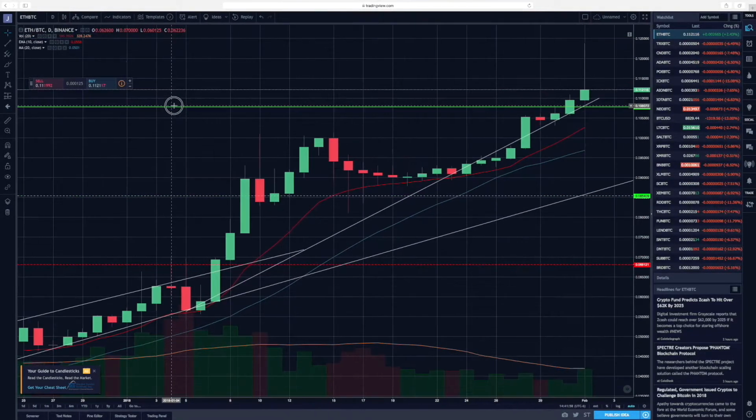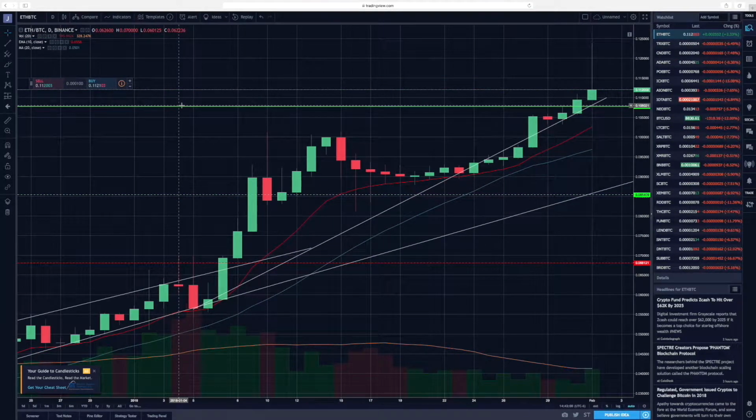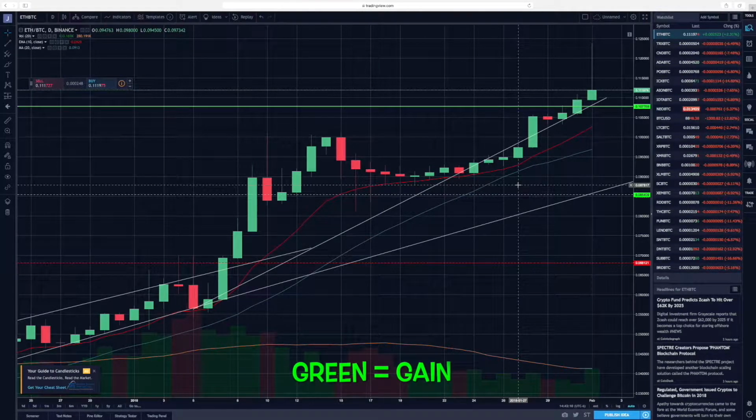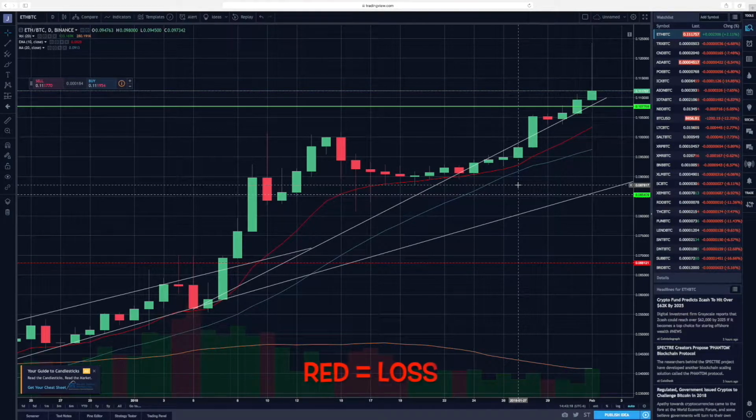Now, as you can see, there's two different types of candlesticks. You got your green candlesticks and you got your red candlesticks. You could think of the green candlesticks as a gain of cash money. Green gain, cash money. You can think of the red as a loss of that money. Red loss. Easy.